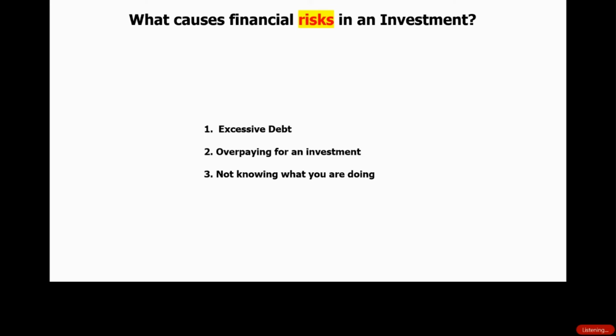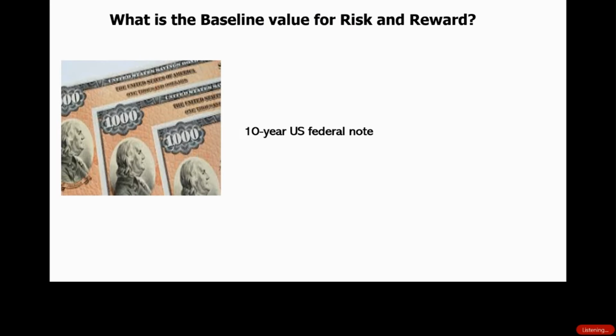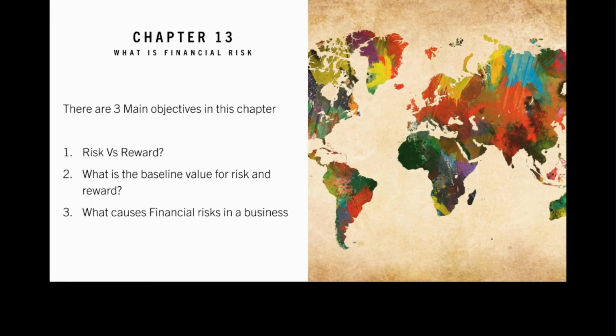So, just a quick recap. In the follow on lessons, in the follow on chapters, as we continue forward, we are always going to be comparing the value of our stocks and our bonds back to the 10-year federal note. So it might not make sense right now, but as we continue on to the follow on lessons, it will all start becoming clear. So that completes chapter 13.